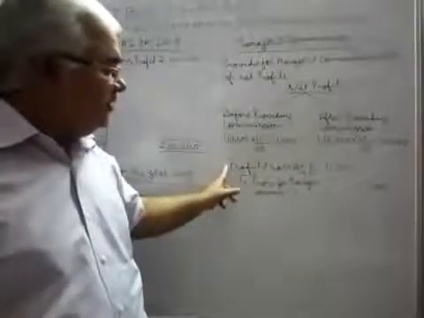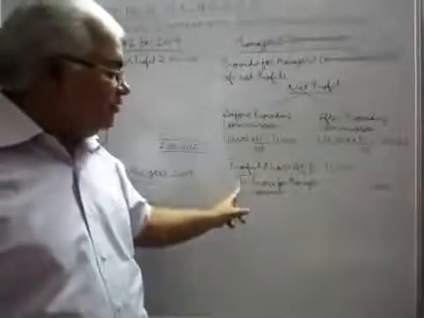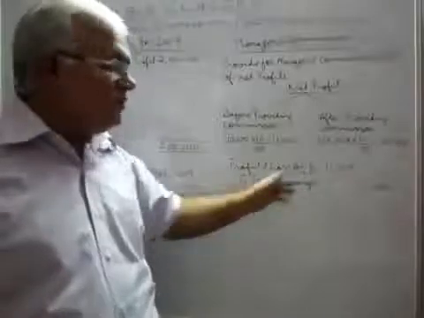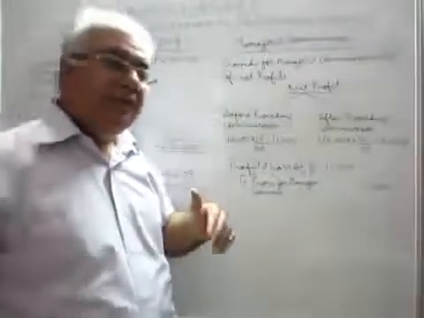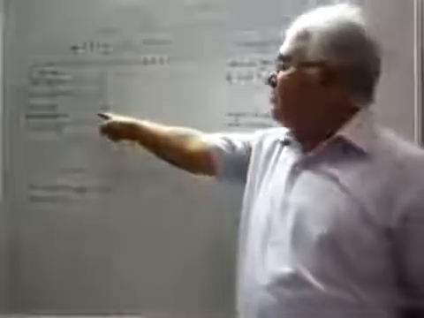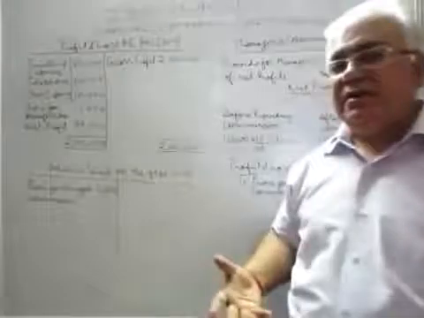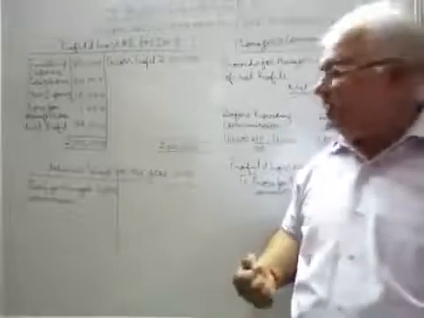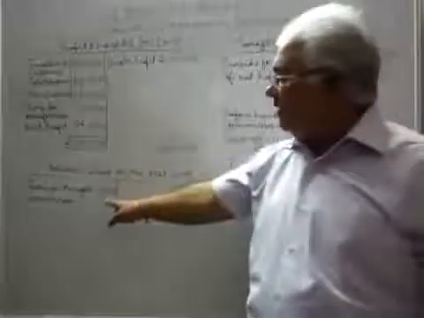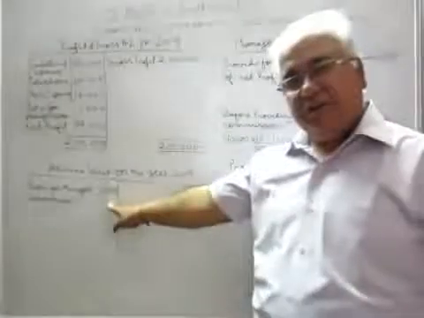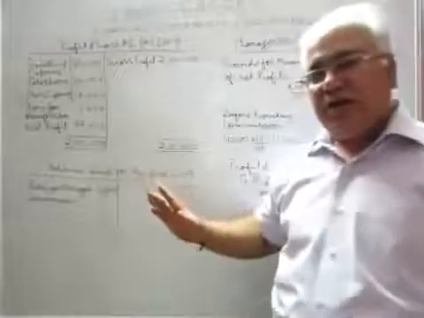So the entry for this will be profit and loss account debited to provision for manager's commission 11,000, and this being an expense will be shown on the debit side of the profit and loss account here, and again it being a liability, since we have not paid for it still, it will be shown as a liability in the balance sheet. I hope it is quite clear.